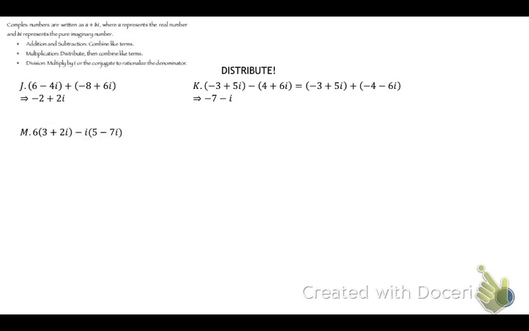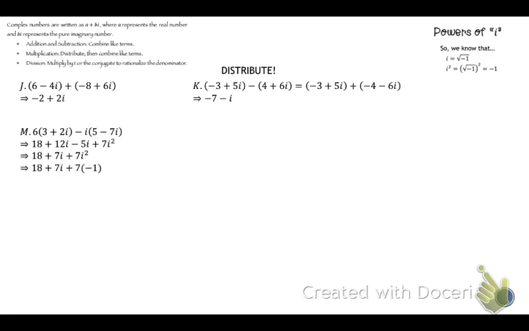This one, multiply, distribute first. So we're going to multiply and you get 18 plus 12i minus 5i plus 7i squared. Combine like terms and you get 18 plus 7i plus 7i squared. Well, I know that i squared is negative 1. So I'm just going to put that in for there. So that becomes a minus 7. And then 18 minus 7 is 11. Okay? So 11 plus 7i.